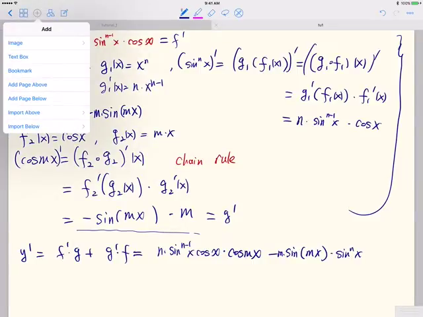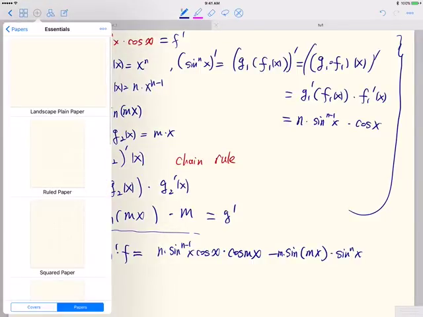Okay, let's add a page below. It seems that we have to accelerate. We don't have too much time left.